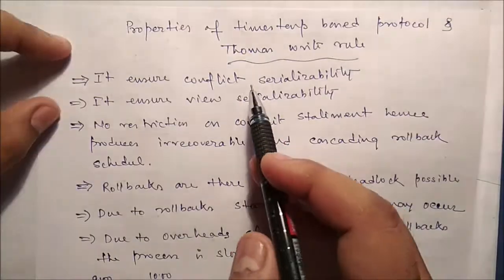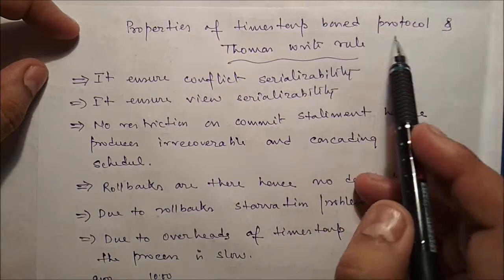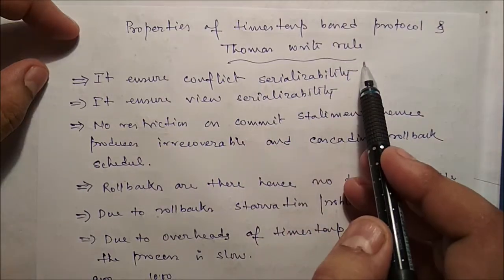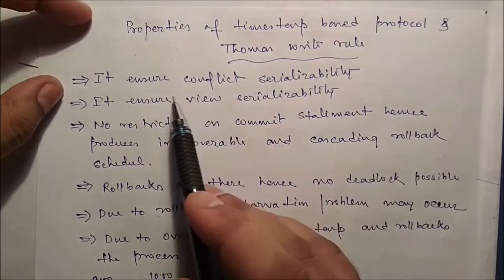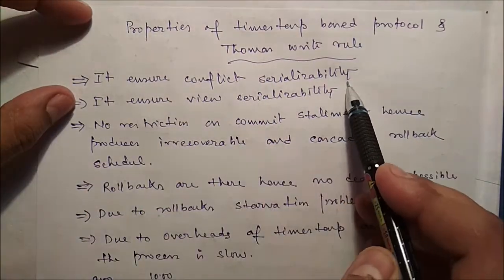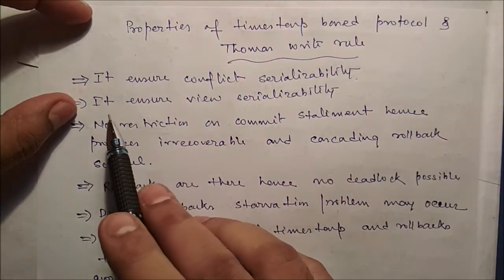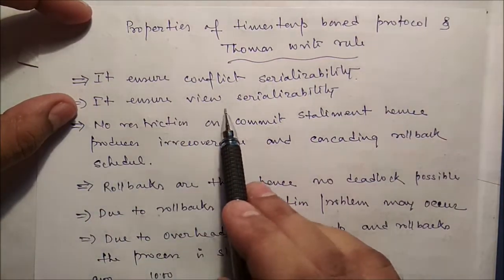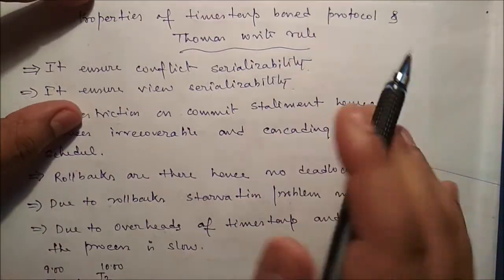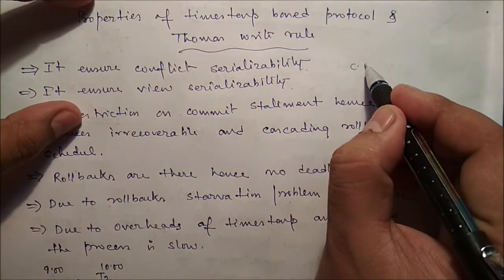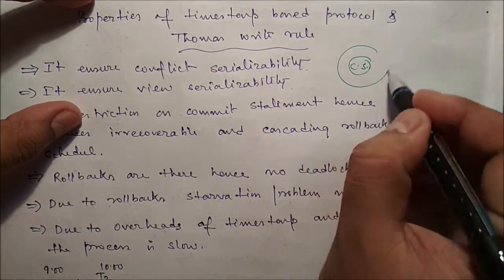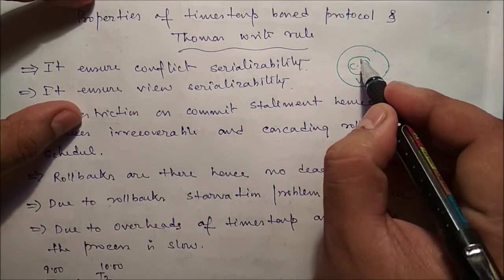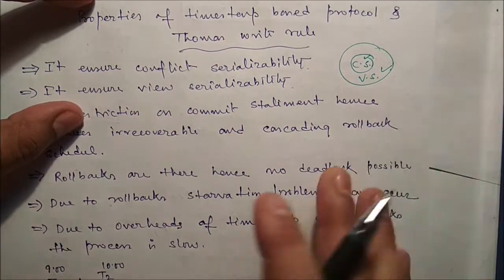Okay. Now we will talk about properties of timestamp based protocol and Thomas Write rule. The timestamp based protocol ensures conflict serializability. It is conflict serializable, so that means it also ensures view serializability. We already know that if a system is conflict serializable, it is also view serializable. So if it is conflict serializable, definitely it is also view serializable.